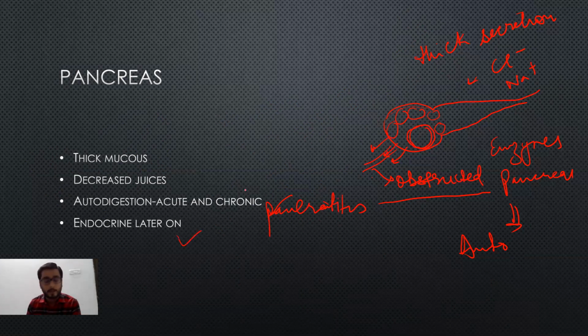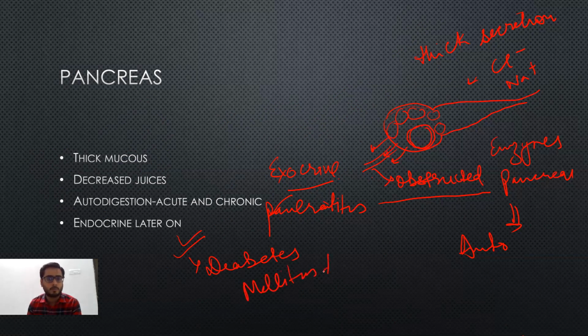And later the endocrine part. This is the exocrine pancreatic insufficiency. By exocrine we mean pancreatic juice secretion, that is, the enzyme secretion. So it is the pancreatic exocrine insufficiency which is causing acute and chronic pancreatitis. Later on, the endocrine part of the pancreas also gets affected and leads to diabetes mellitus type 2.